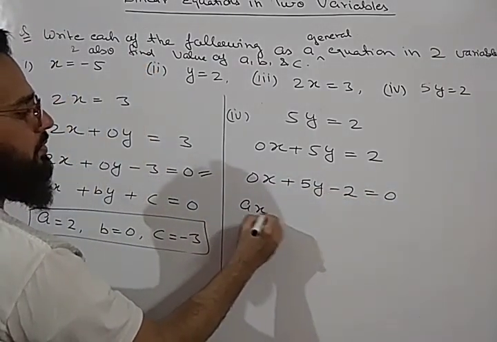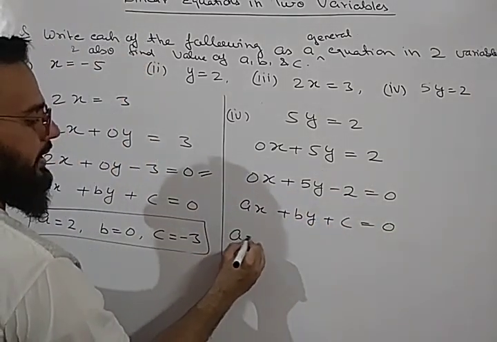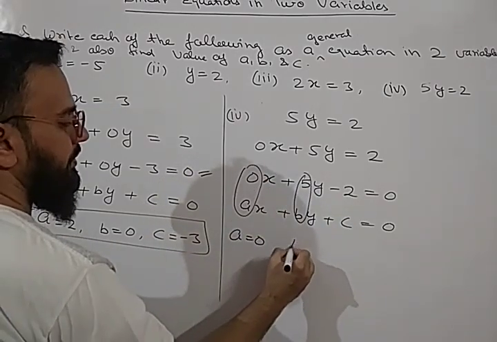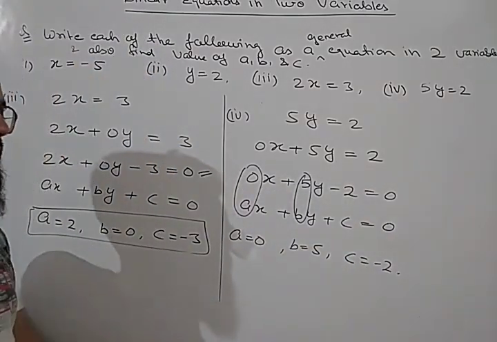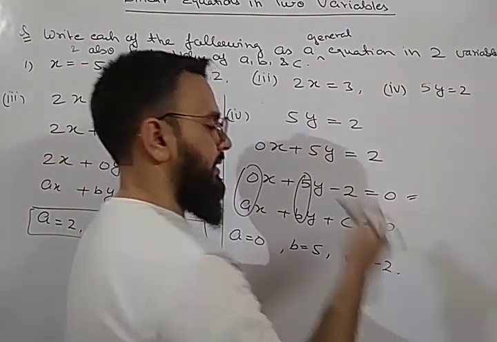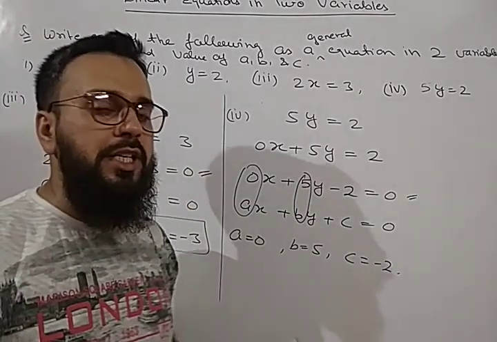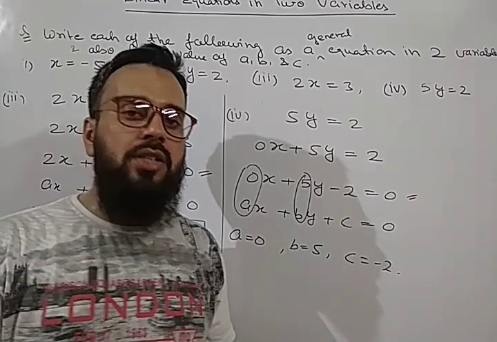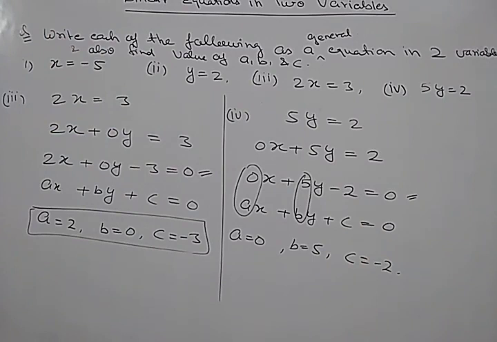Now by comparing with the general form, ax plus by plus c equal to 0, we will get a is equal to 0, b is equal to 5, and c is equal to minus 2. So these are the values of a, b and c. Clear? So this is our equation and these are the values of a, b and c. In this way you can solve the questions based on finding the values of a, b and c and converting any equation into the general form of linear equation in two variables. Note it down.